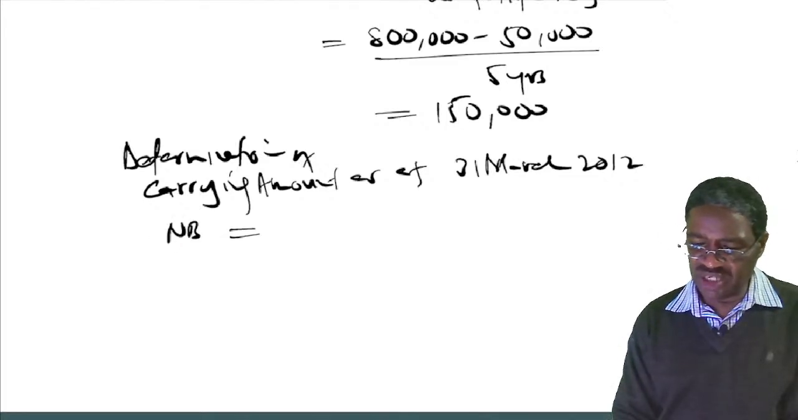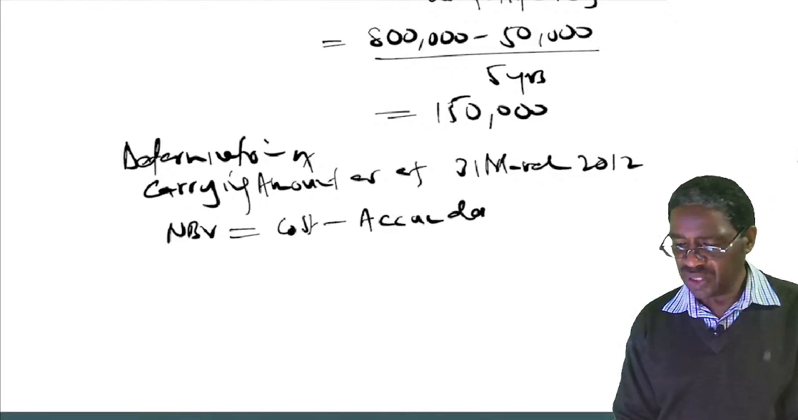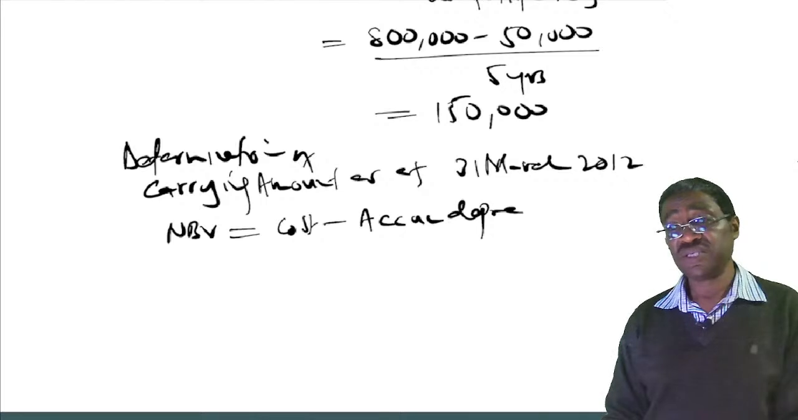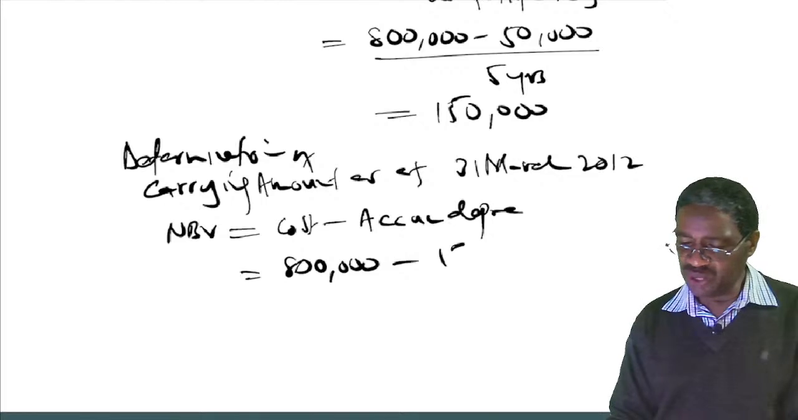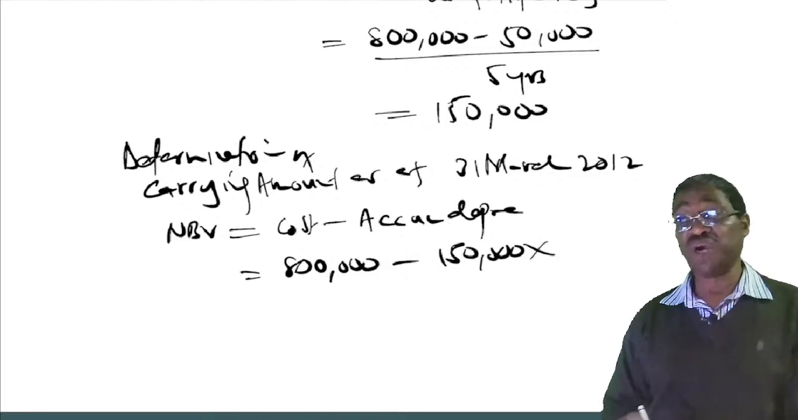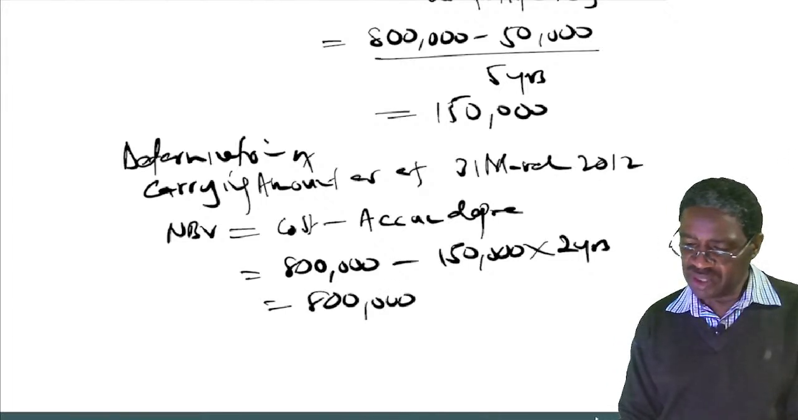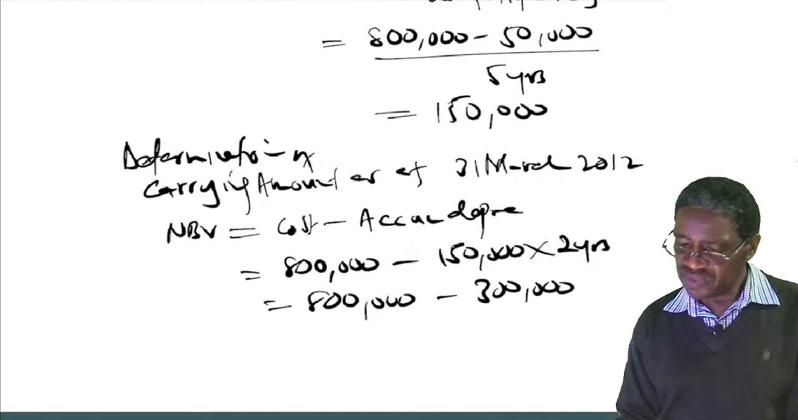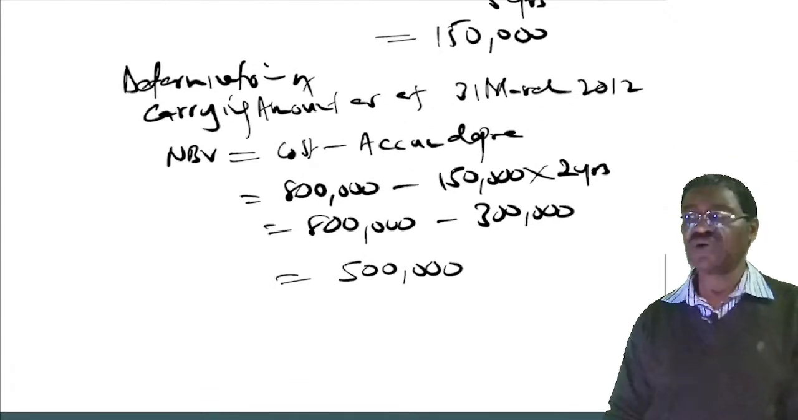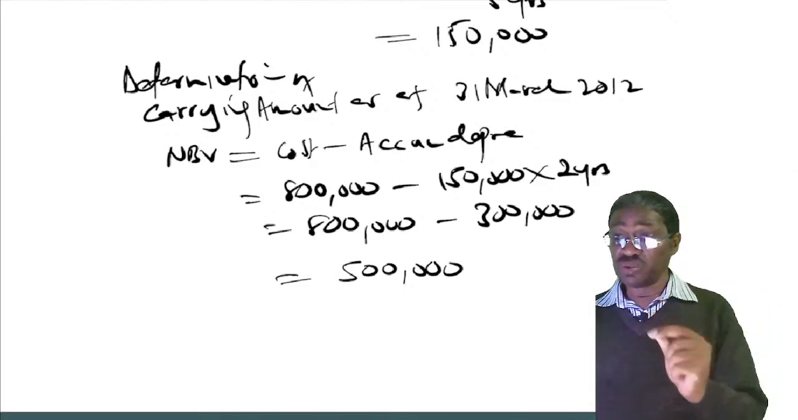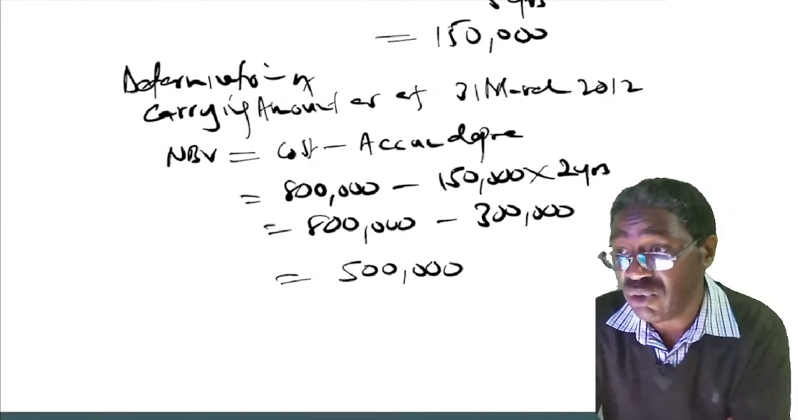We know how to get the net book value. It is cost minus accumulated depreciation. Our cost is 800,000 minus 150,000. Don't forget we have already used it for 2 years. That will be 800,000 minus 300,000. So the book value by the time of testing is 500,000. That is the carrying amount. So we know now the carrying amount.